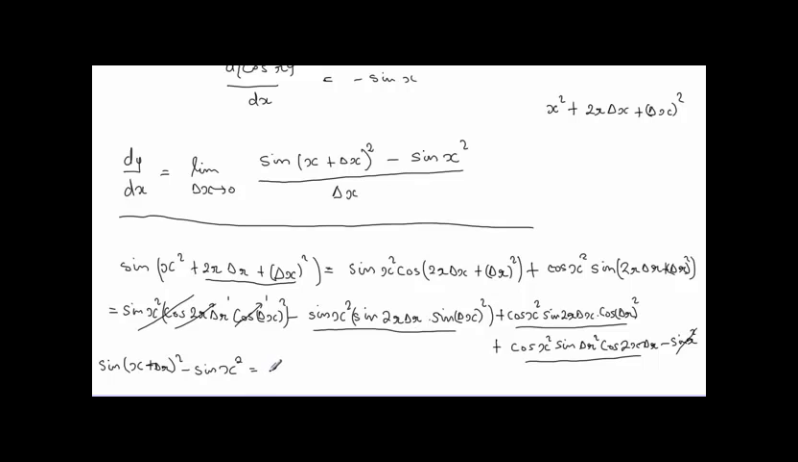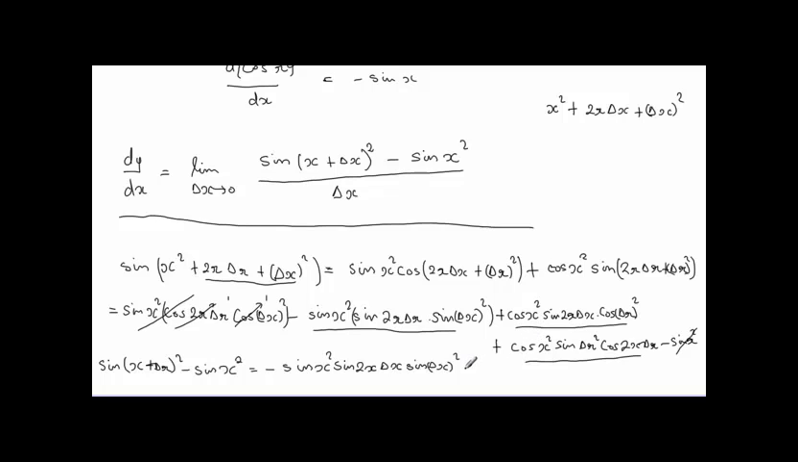Now let's write this here as minus sine x squared sine 2x delta x sine delta x squared, and this term also I think we can quickly simplify very easily.